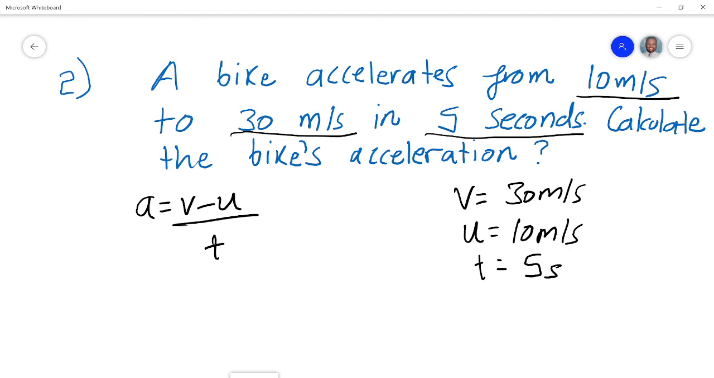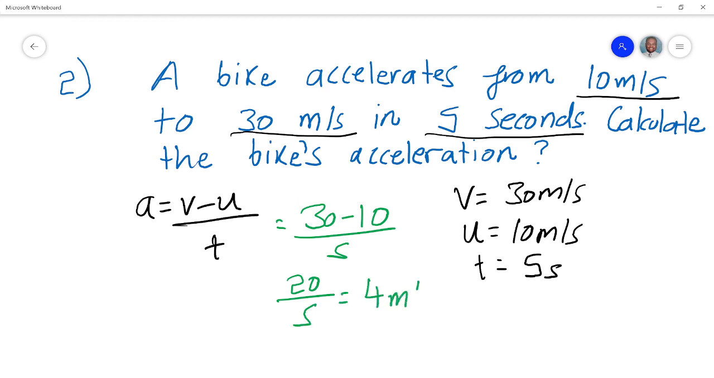We're now going to substitute the values there. That's going to be 30 minus 10 divided by 5. That's 20 divided by 5, and the answer is going to be 4 meters per second squared. So the acceleration of the bike becomes 4 meters per second squared.